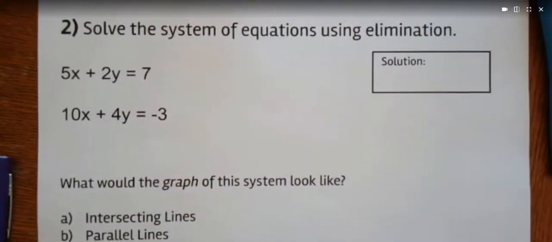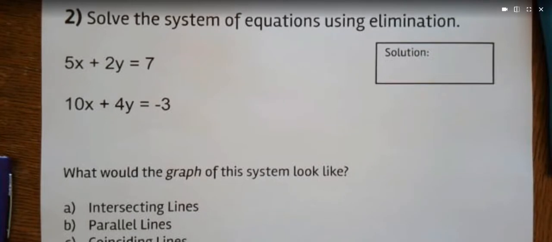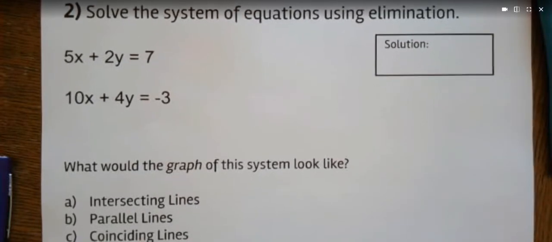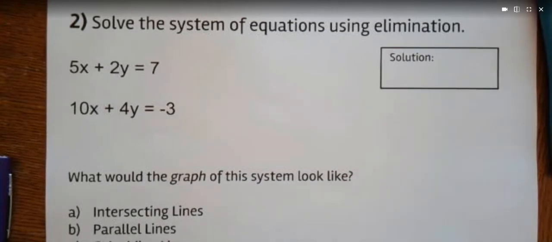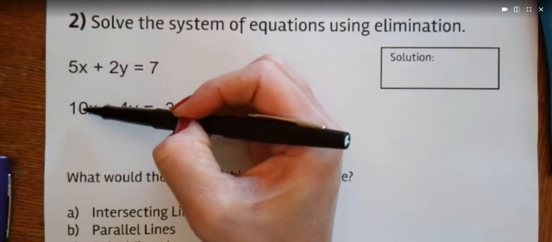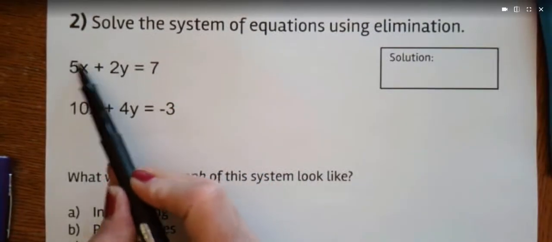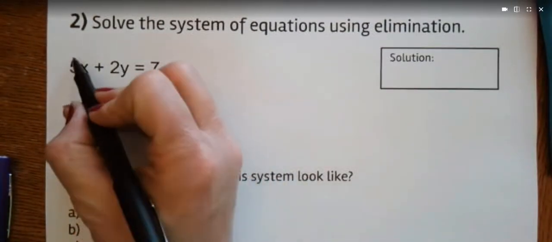All right, let's take a look at example number 2. Solve the systems using elimination. And then, of course, what would the graph of the system look like? So we're interpreting our answer. Taking a look at the system, I have 5x and 10x, and I know I could easily change this into a negative 10 by multiplying by 2. So let's go ahead and do that.